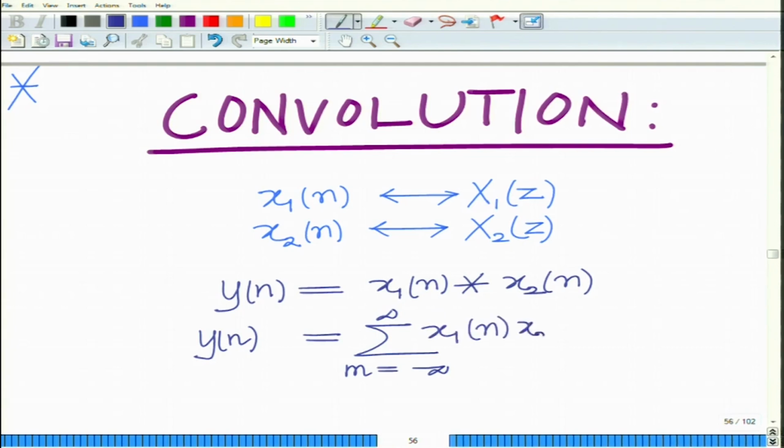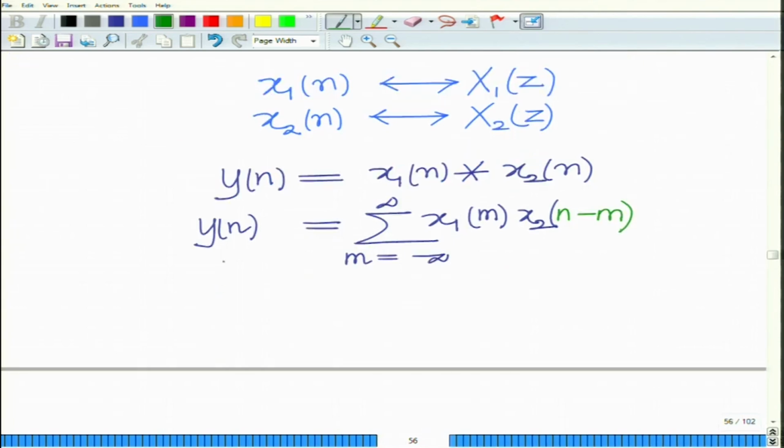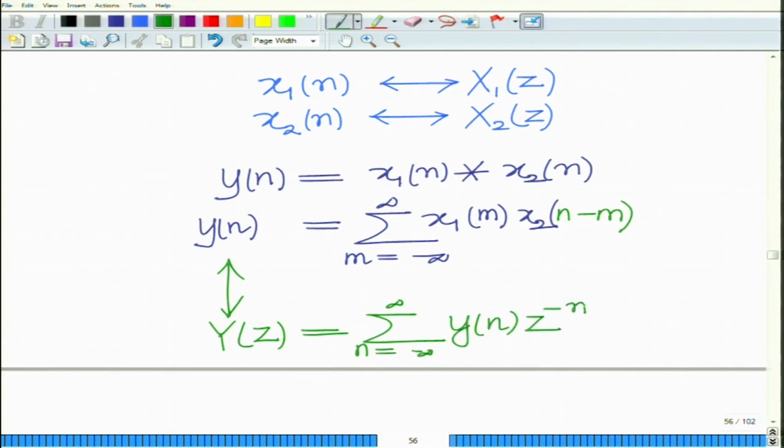x1 m into x2 n minus m. Now, we have the Z transform of y n is y z, which is given as summation n equals minus infinity to infinity y n z raised to minus n. This is the Z transform of the sequence y n, which is summation from minus infinity to infinity y n z raised to minus n.